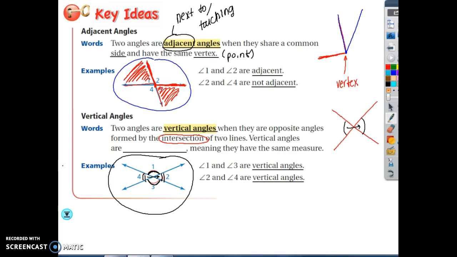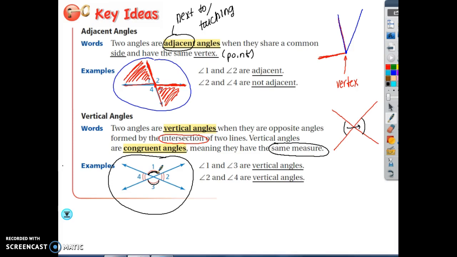One very important thing that we know about vertical angles, in this blank above your figure, please write that vertical angles are congruent angles, meaning they have the same measure. They are exactly the same as one another. So if I am looking at angle 1 and angle 3, we already said that these are vertical angles, so that means they are exactly the same as one another. And they even look the same.